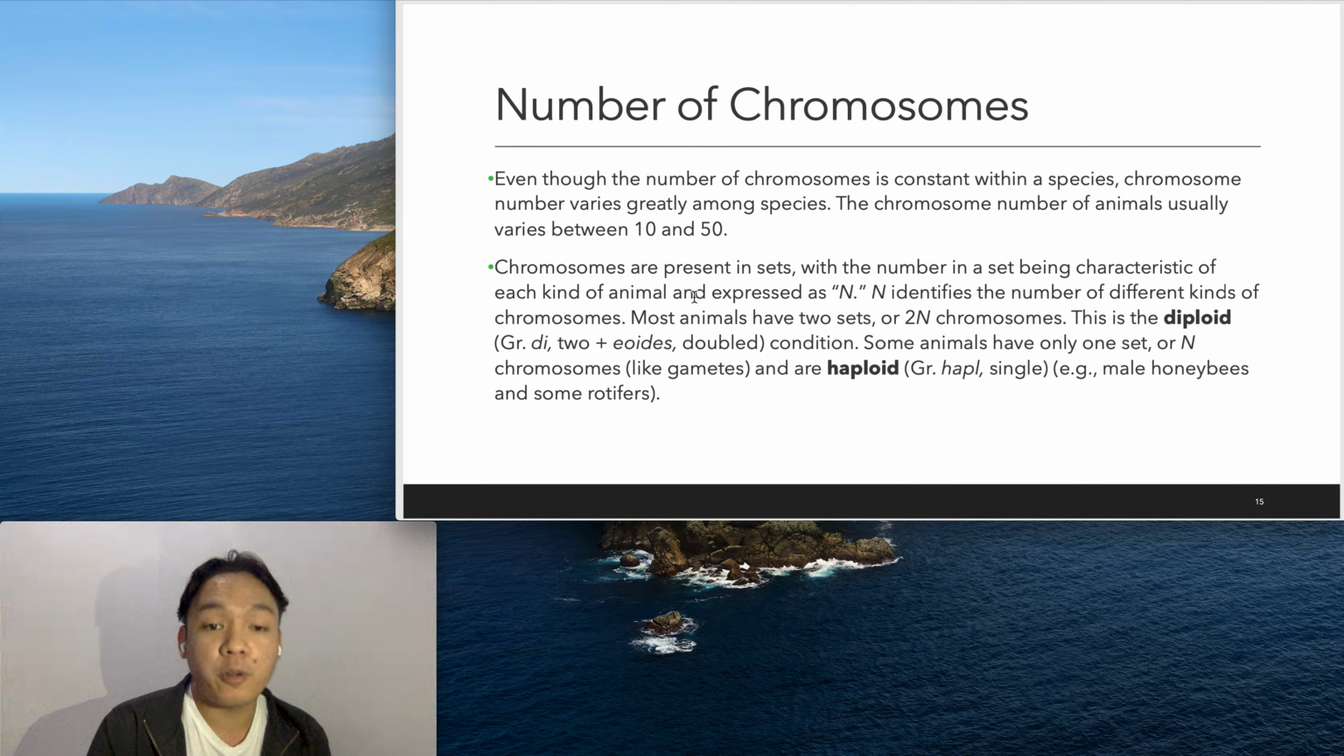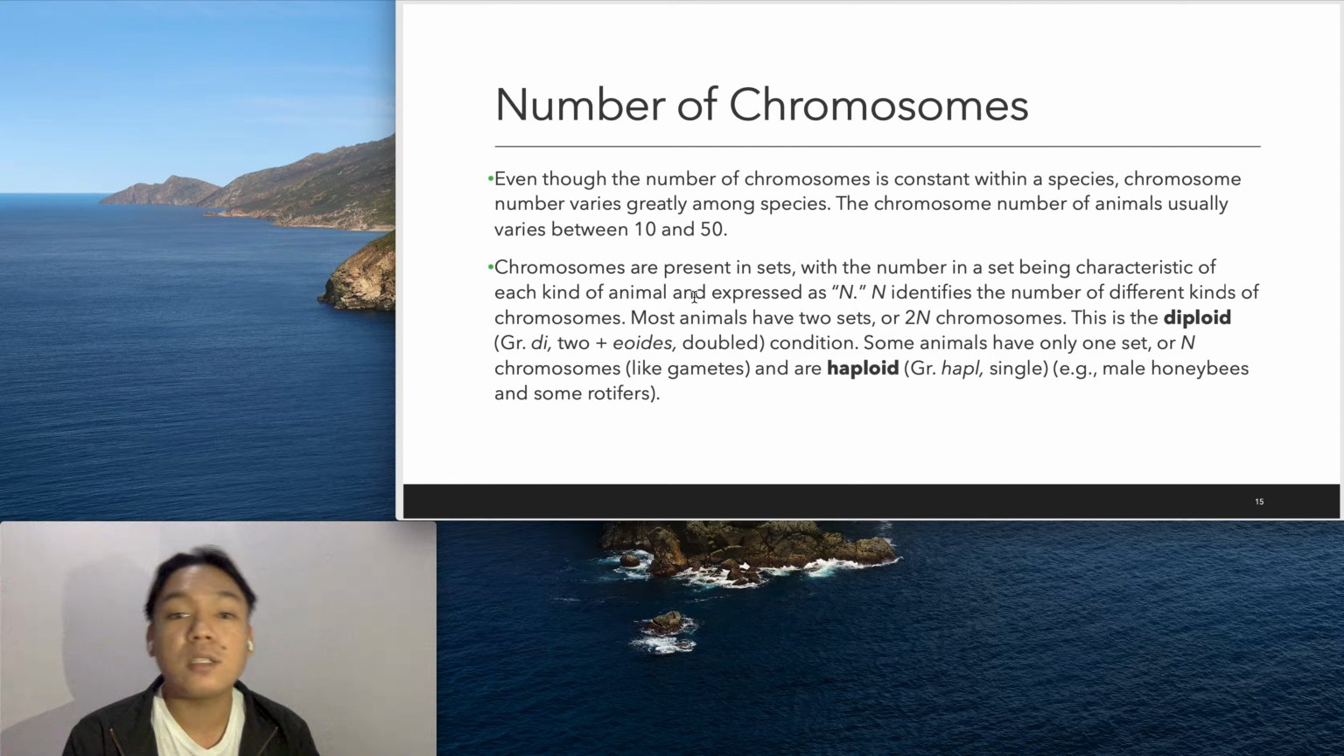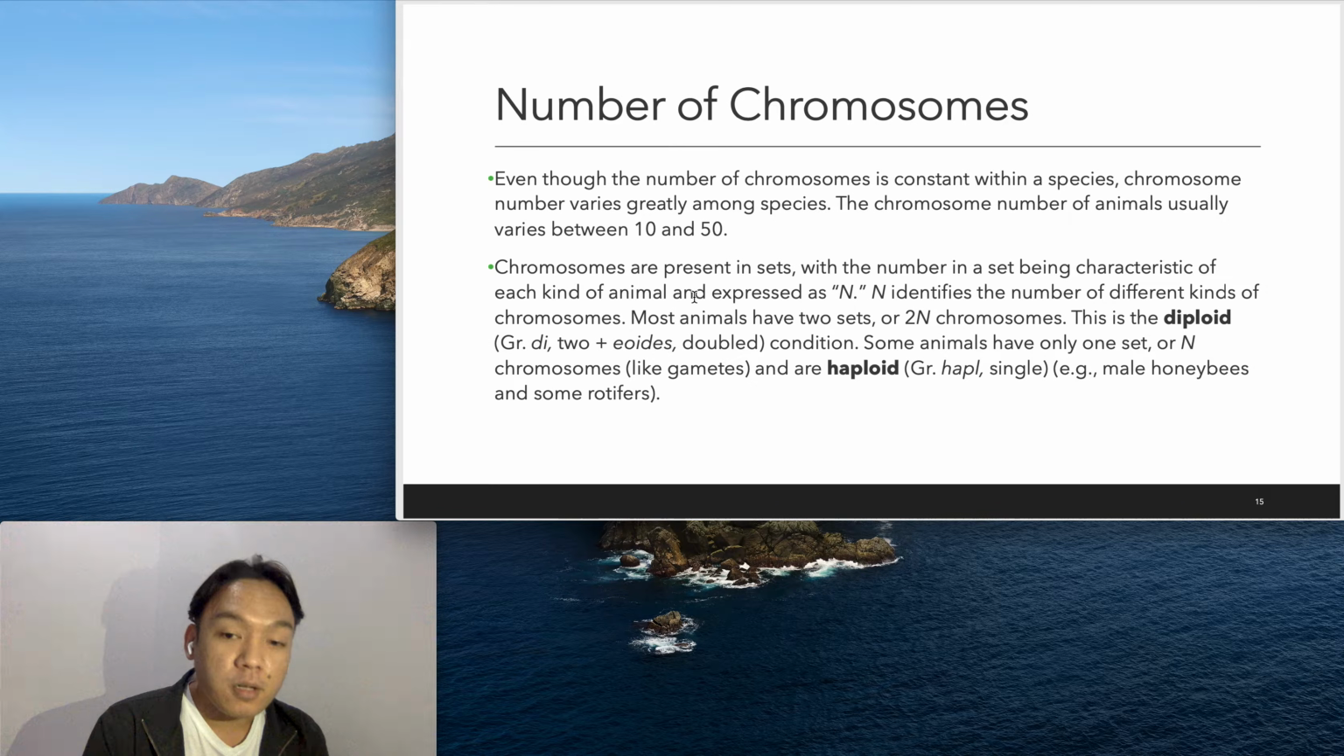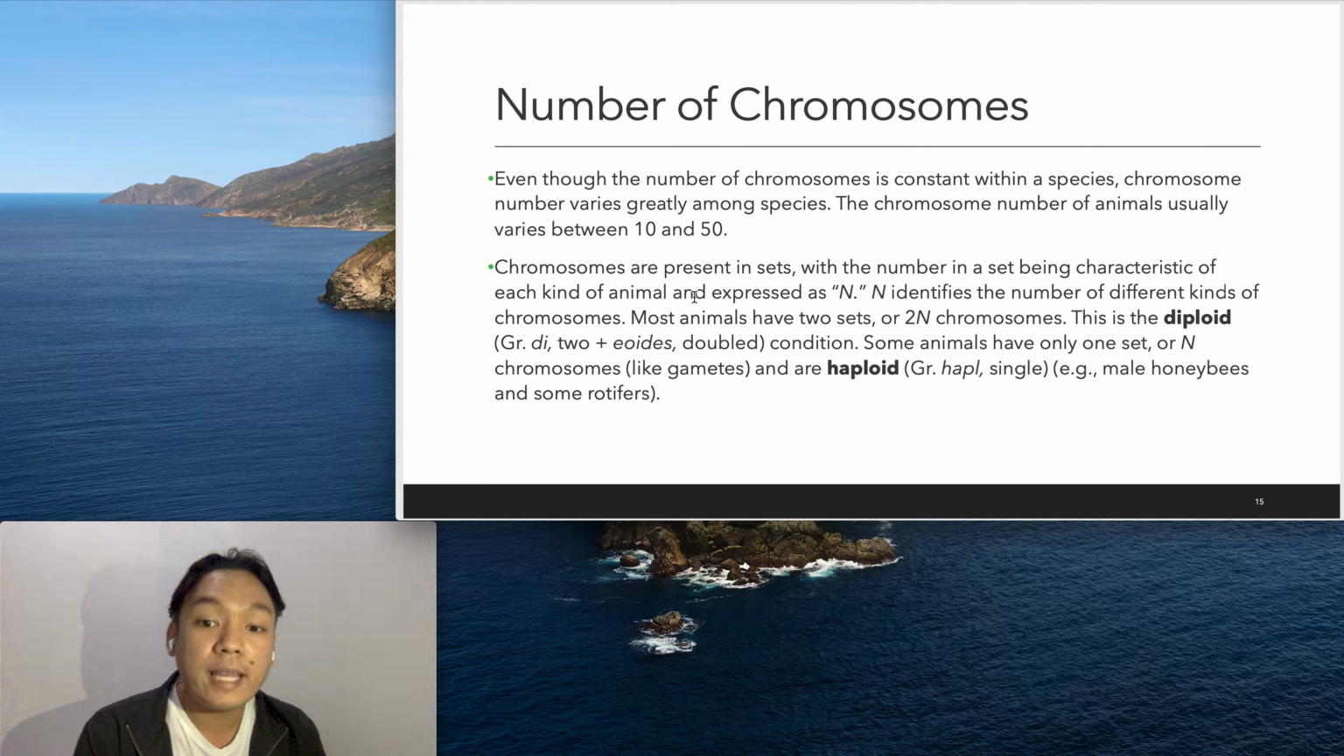So we have the number of chromosomes. The number of chromosomes varies within the different species. Chromosome number varies greatly among individuals. Usually the chromosomes of animals will range from 10 to 50. They are present also in sets. The number in a set, being characteristic of each kind of animal, is expressed as n. When you see n, it identifies the different kinds of chromosomes. But for most animals, we have two sets, so we call it 2n chromosomes.